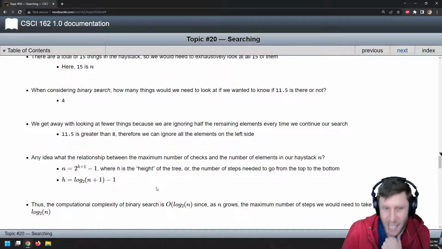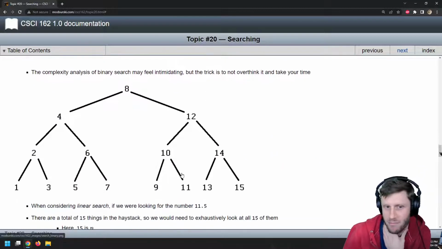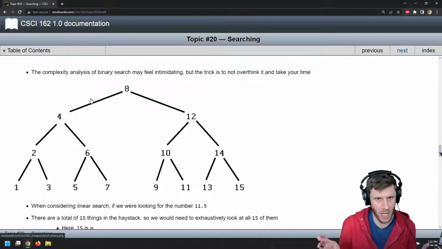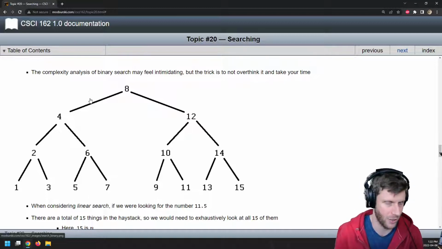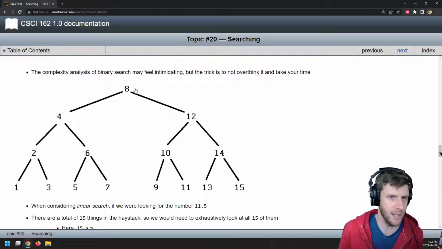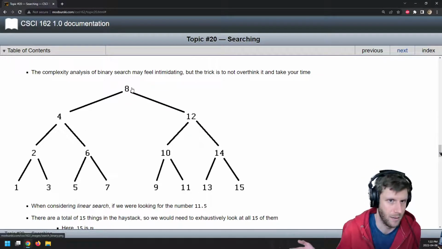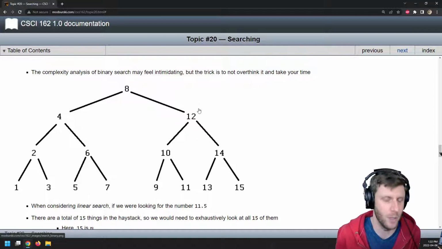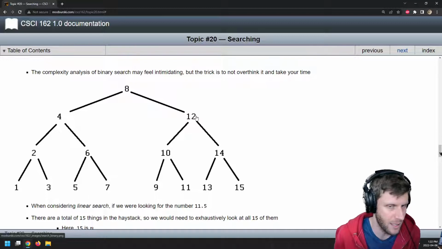Okay? Because here's the thing. When doing this search through this data, this binary search, I go, is the number I'm looking for 8? If it is 8, I'm done. If it's not, I say, okay, greater than or less than. So let's say it's greater than. Then I say, is the number I'm looking for 12? Is that what I'm looking for? Yes or no?